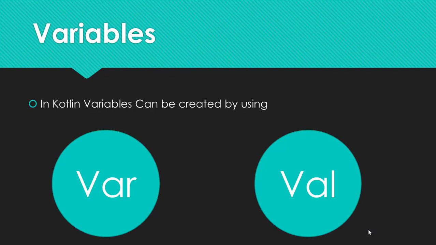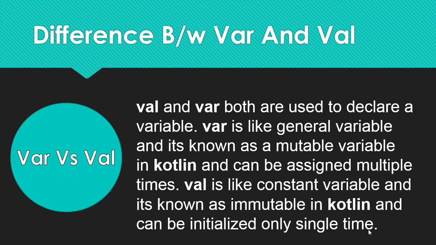Now the question is how to create a variable in Kotlin programming. So guys, in Kotlin, variable can be created by using var and val keyword. What is the difference between var and val keyword? Val and var both are used to declare a variable.